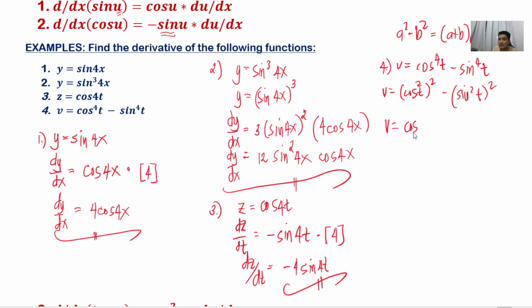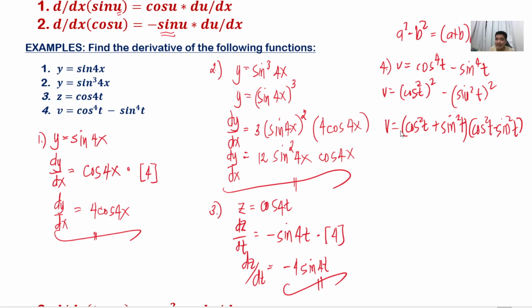So magiging cosine squared t plus sine squared t, rather. Wait, so we need to erase it. Eraser. Okay, then again we draw. So cosine squared t plus sine squared t, plus, sine squared t times cosine squared t minus sine squared t. O di, meron tayo. Sir, mas naging complicated naman, mas humaba.